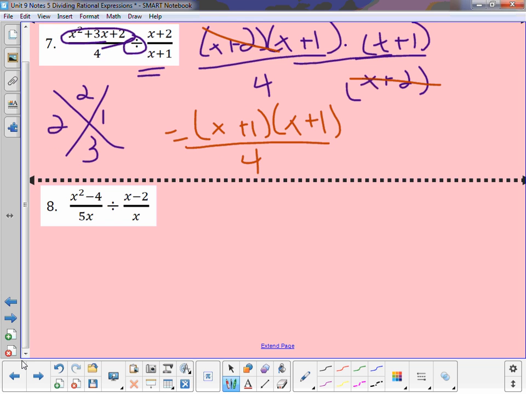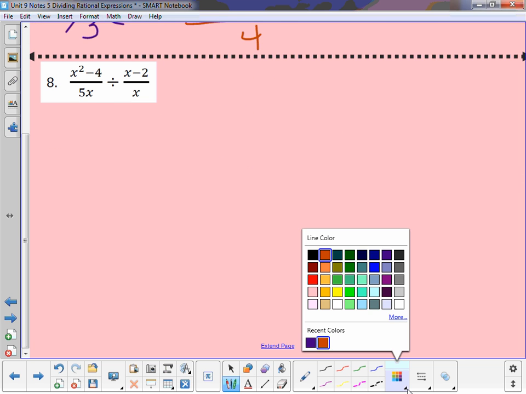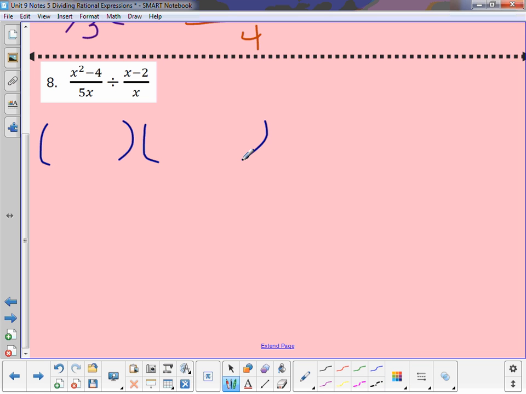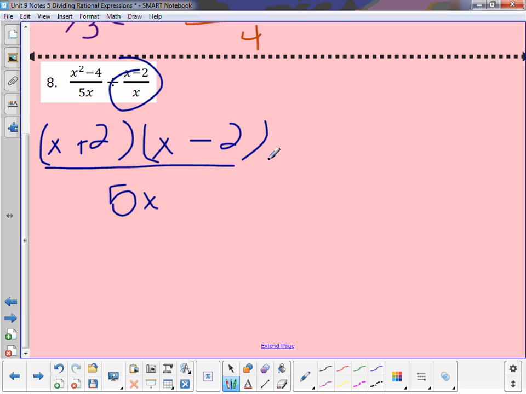All right, let's take a look at number 8. So for number 8, that factoring that first one, you need to use differences of squares. Now remember, differences of squares, you're going to put a plus and a minus in each, square root of the first term in the first spot, and a square root of the second term in the second spot. And that's being divided by 5x. So now I'm going to take this second fraction and I'm going to flip it.